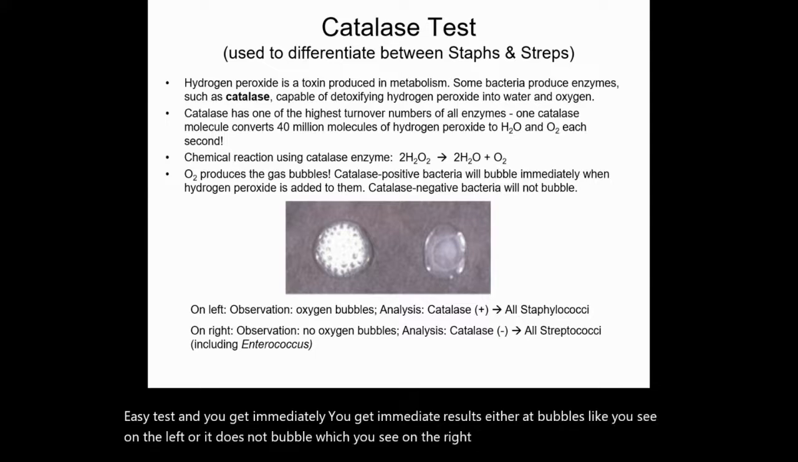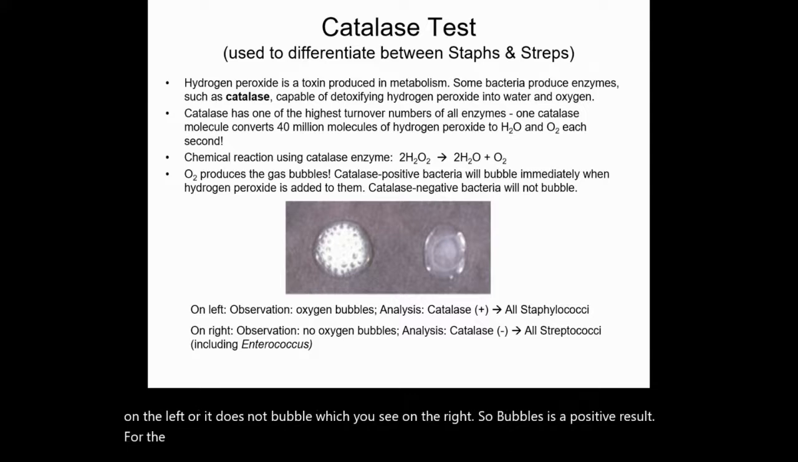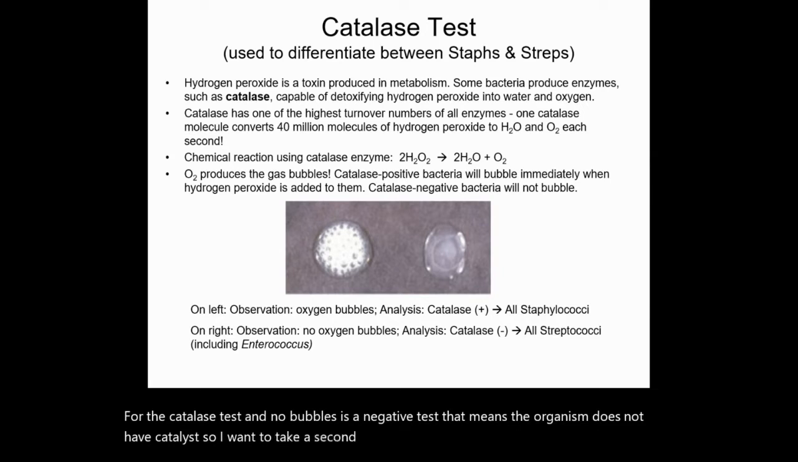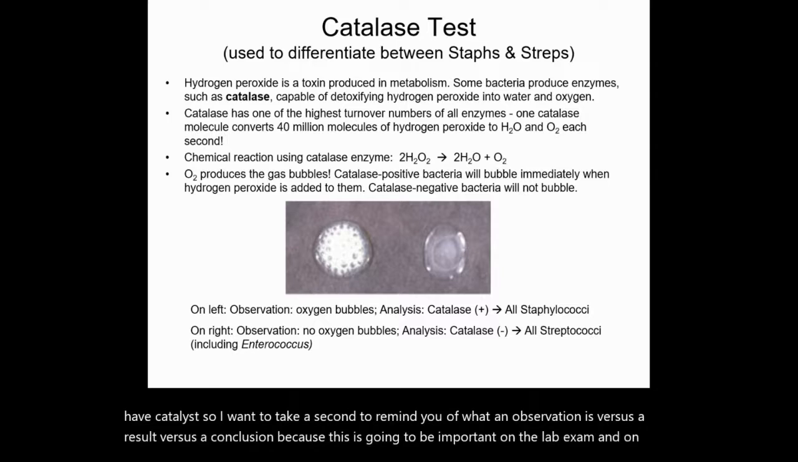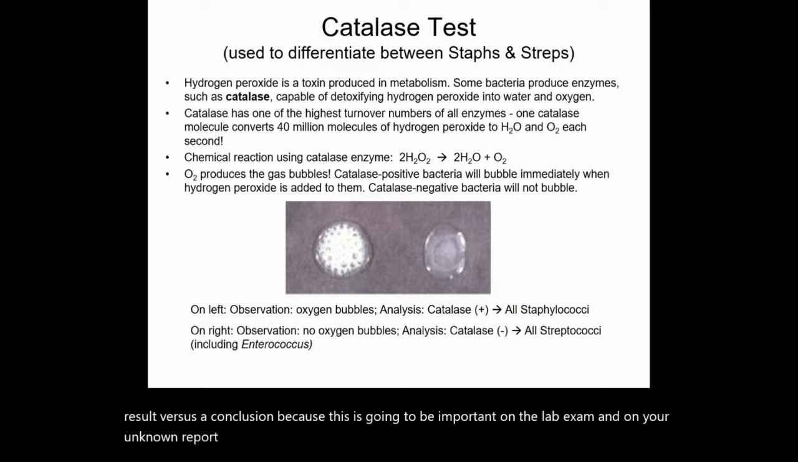So bubbles is a positive result for the catalase test, and no bubbles is a negative test. That means the organism does not have catalase. So I want to take a second to remind you of what an observation is versus a result versus a conclusion, because this is going to be important on the lab exam and on your unknown report. An observation is what you see. So for the catalase test, your two options for observations are bubbles and no bubbles.